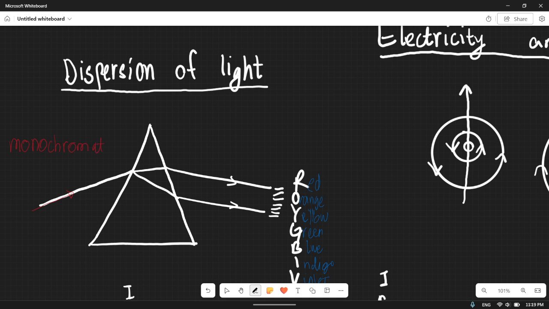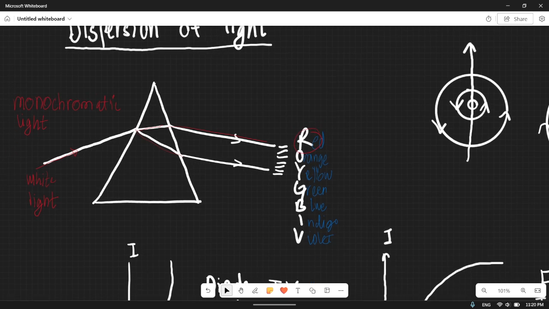Monochromatic light means light of a single frequency. So this is usually white light if we want to see the dispersion. So white light, as it comes like this, it refracts, and because they have different frequencies, they also refract differently. The one on top is red, followed by orange, yellow, green, blue, indigo, and then finally violet.